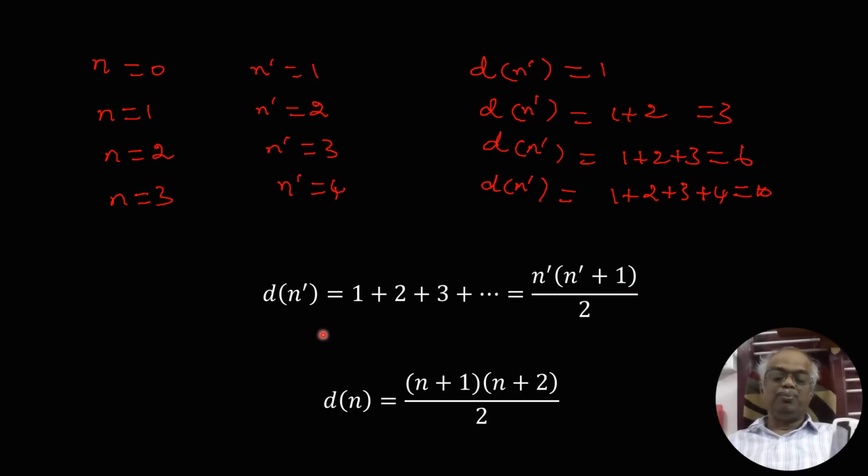2. But we have to find the degeneracy with respect to n. So here we can see n prime is equal to n plus 1. N prime is equal to, here 0, 0 plus 1, here 1, 1 plus 1, 2, here 2, 2 plus 1, 3. So n prime can be replaced by n plus 1. Then this will become n plus 1 plus 1, n plus 2. This is the generalized formula: the number of degeneracy is equal to n plus 1 into n plus 2 divided by 2. This is the general expression.